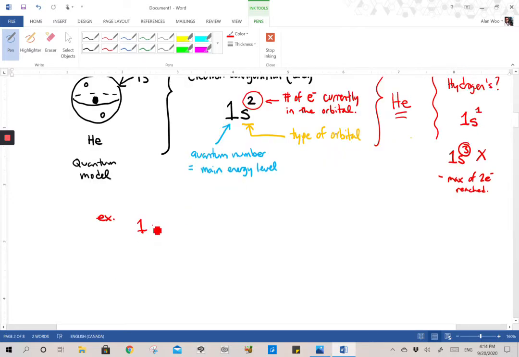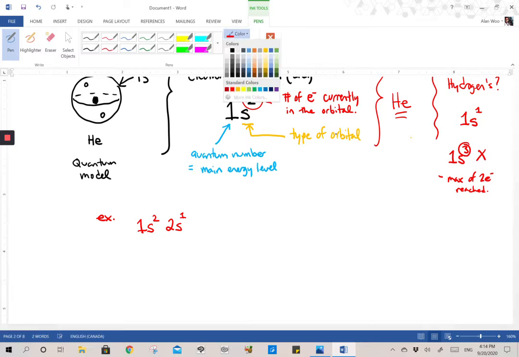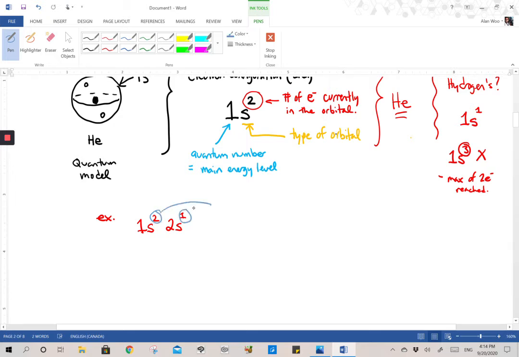if this 1s2 represents helium, okay, what is the next set of orbitals? Well, that should be a 2s. And the 2s would only have that 1 electron. So in total, I have 3 electrons for the substance. So 3 electrons in total. Okay, that tells me that this is lithium, Li.